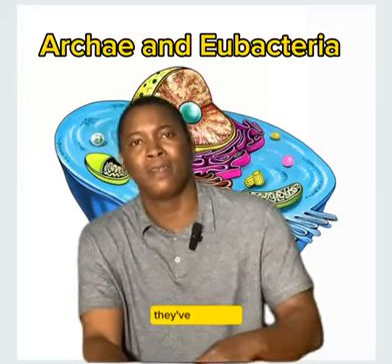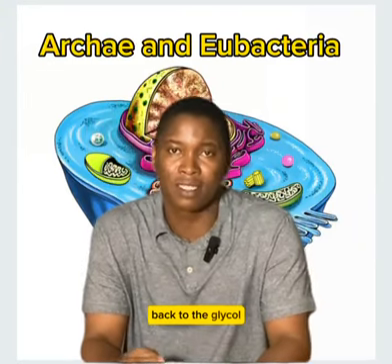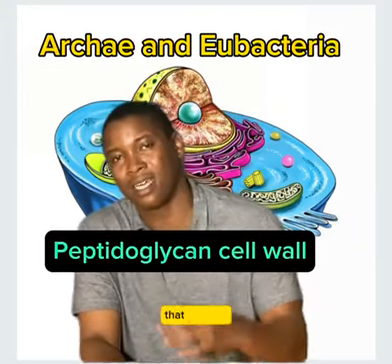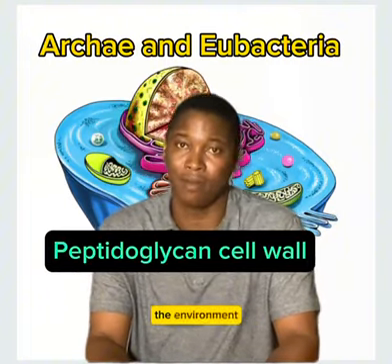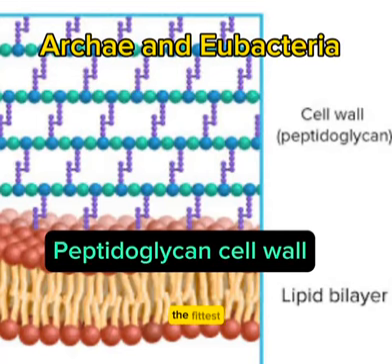Now bacteria, they get peptidoglycan cell wall. So they get cell wall. That cell wall dey help them protect bacteria from all the evils wey dey the environment. Remember say na survival of the fittest. As you wan survive, the bacteria too wan survive.